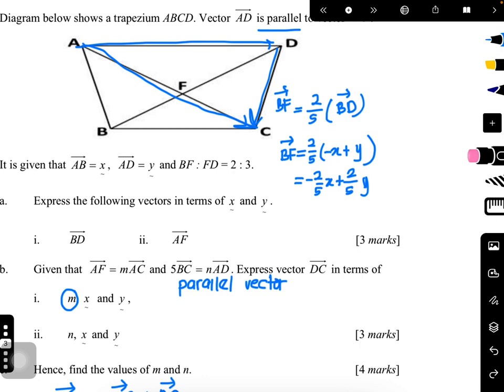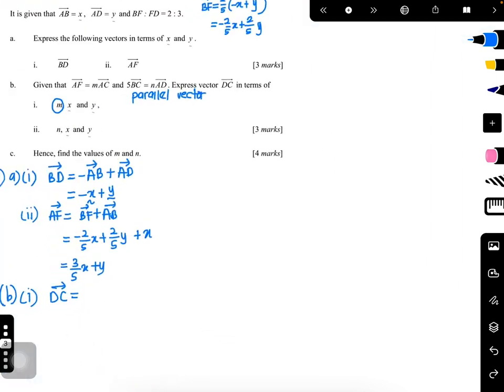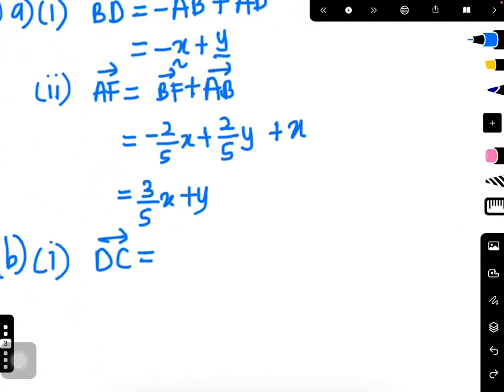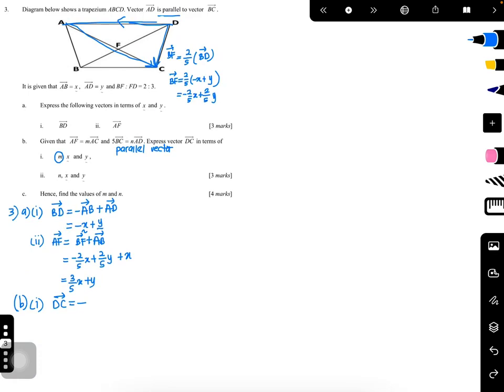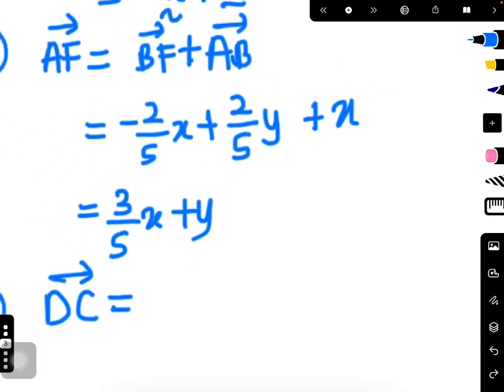Sorry, it is not AD, it is DA. Why? Because it is from D, so it needs to go to C. So D to A to C. We don't have DA, but we have AD, so we just negate the vector, so we get the opposite vector of it, plus AC.